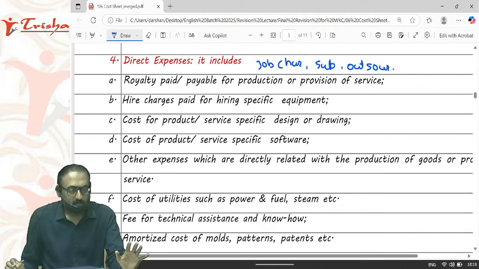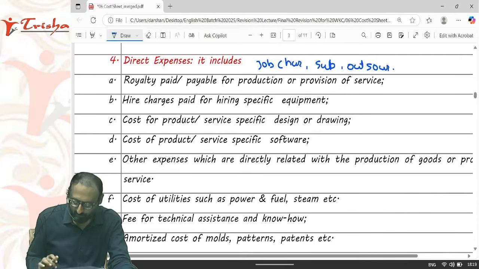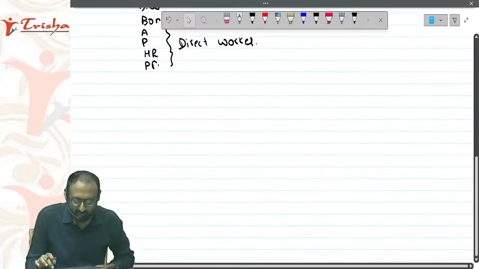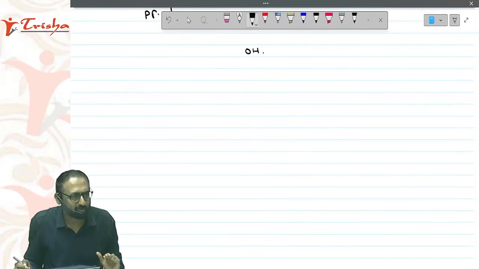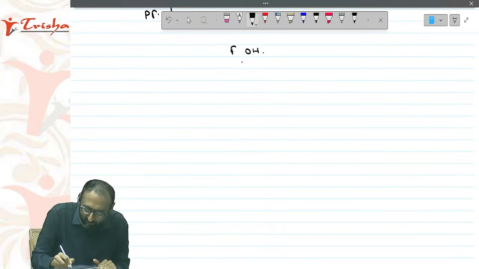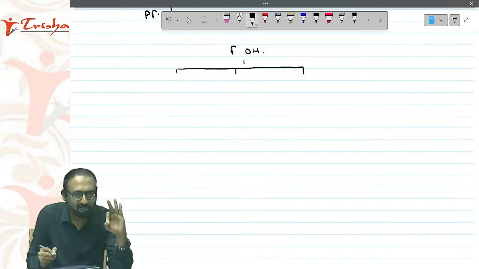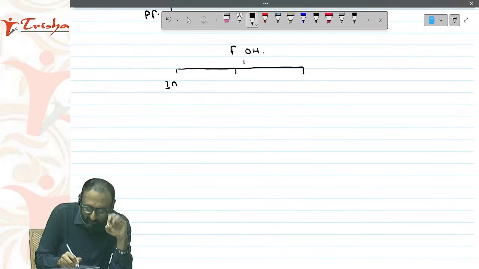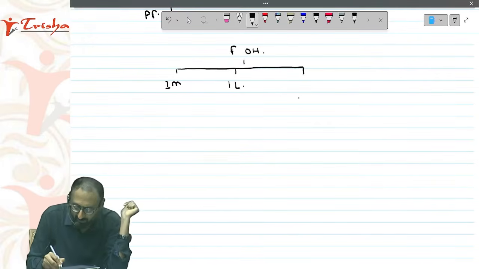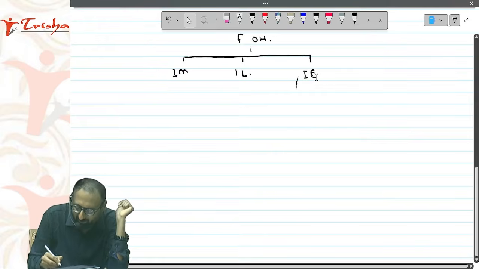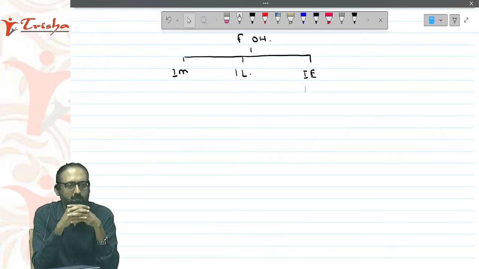Okay, let's move ahead. Next item will be your overheads. Everyone please concentrate here. Any overhead: factory overhead, administration overhead, selling overhead, distribution overhead. In factory overhead, 3 elements will be covered: indirect material used in factory, indirect labor working in the factory, indirect expenses incurred in a factory will be covered under factory overhead. The list is common.